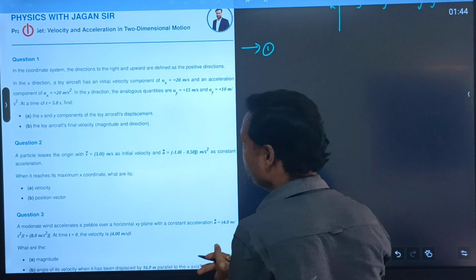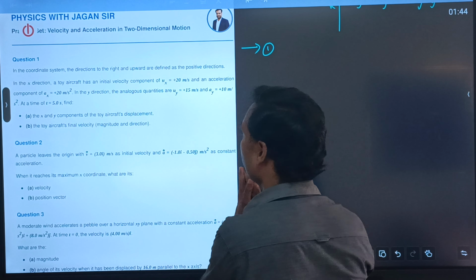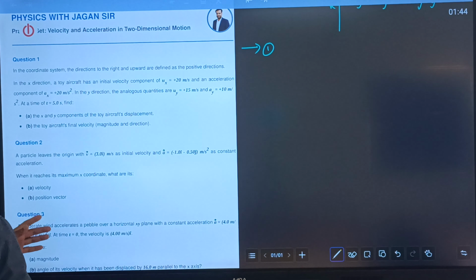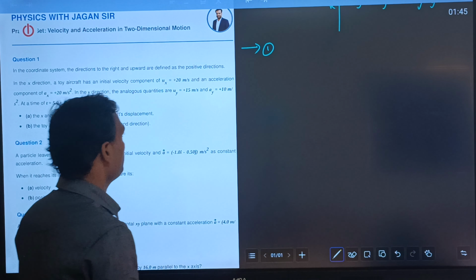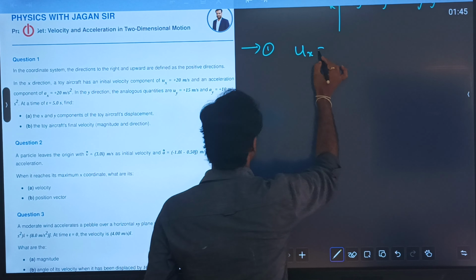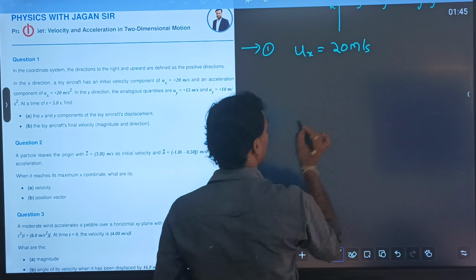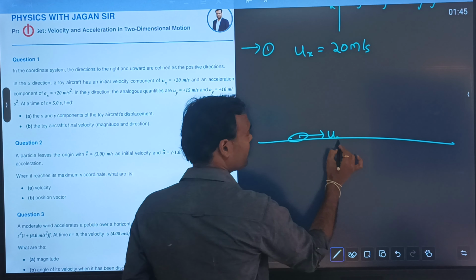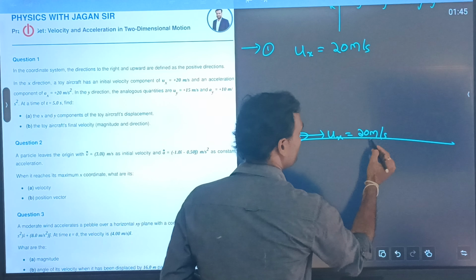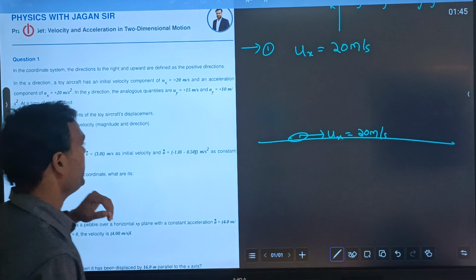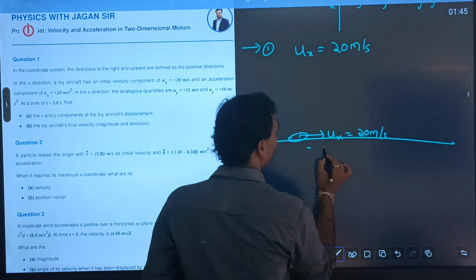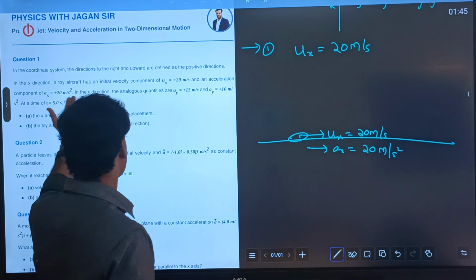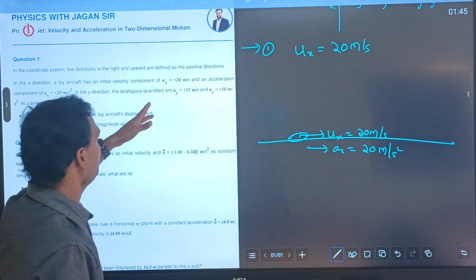In the coordinate system, the directions to the right and upward are defined as the positive directions. In the x direction, a toy aircraft has an initial velocity component ux = 20 meter per second. That is, the toy is present here. Its initial velocity ux is 20 meter per second. And the acceleration component ax is also in the same direction, 20 meter per second square, right? The analogous quantities are uy.